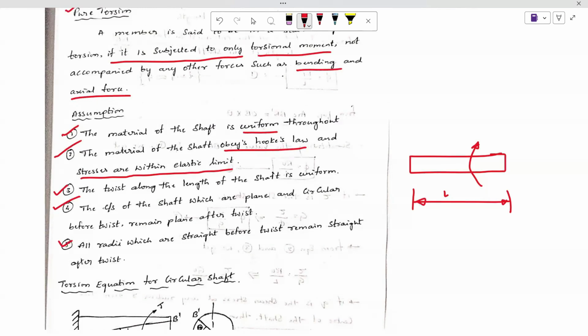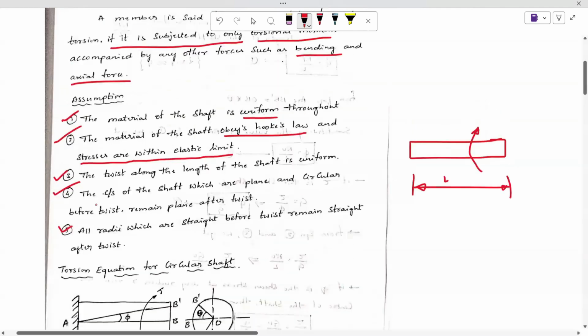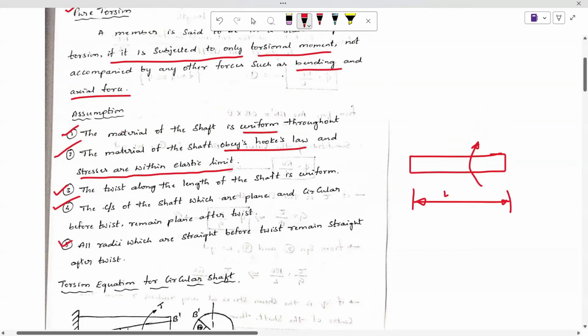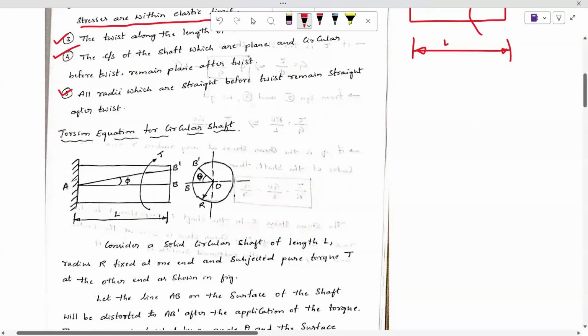The fifth one is all radii which are straight before the twist remain straight after the twist. So before applying the torsional moment, whatever the radii it is having, that radii remains the same even after the application of the twisting moment or torsional moment. When the shaft undergoes twisting, the radii remains the same. That is the fifth assumption under pure torsion. After discussing what is meant by pure torsion and the assumptions we make in case of pure torsion, we will get into the torsion equation, which is very important.